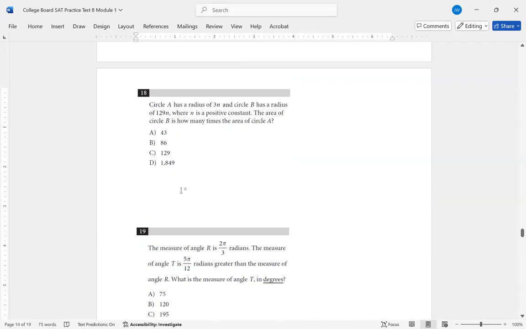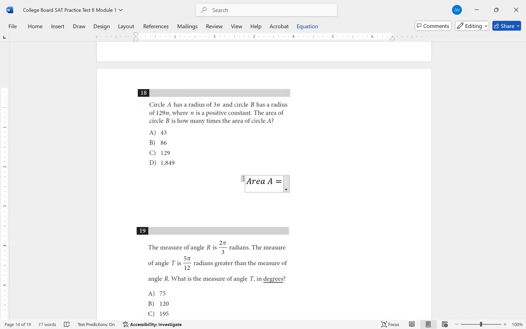Question 18. Circle A has radius 3n and circle B has radius 129n, where n is a positive constant. The area of circle B is how many times the area of circle A? So we're going to calculate the area of both of these. So start out with the area of circle A.